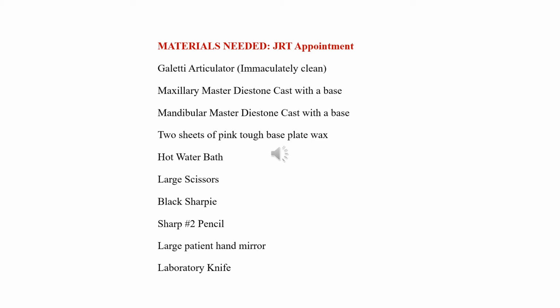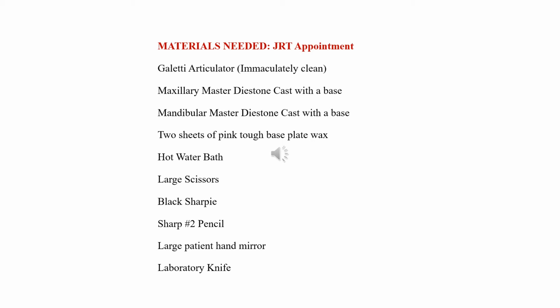You need to understand the appointment and the materials and each one of the materials so that you can assist more and more as you get better and better. So what are the materials needed for the JRT appointment? First of all, a Goletti Articulator. It has to be immaculately clean with no acrylic, with no stone, beautiful, spanking, shining, clean, and you need to learn how to use it and play with it.